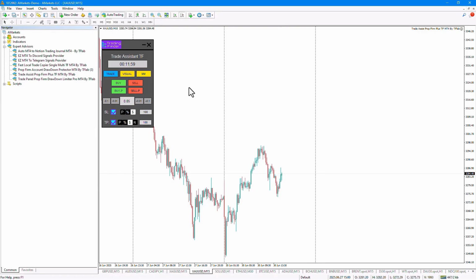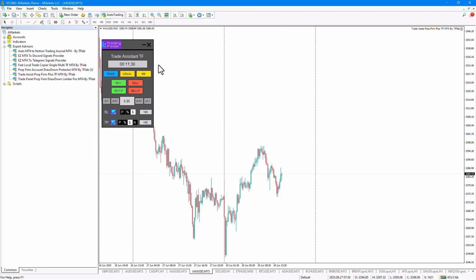When you run the expert on the chart, a trade management and capital management panel will appear on the chart. Forex traders and prop traders can easily execute and manage trades using the Trade Assist Profit Plus TF Expert Advisor. This expert advisor allows prop traders to adhere to their trading plan and strategic system with discipline, enabling them to tackle prop challenges in a specialized and professional manner.